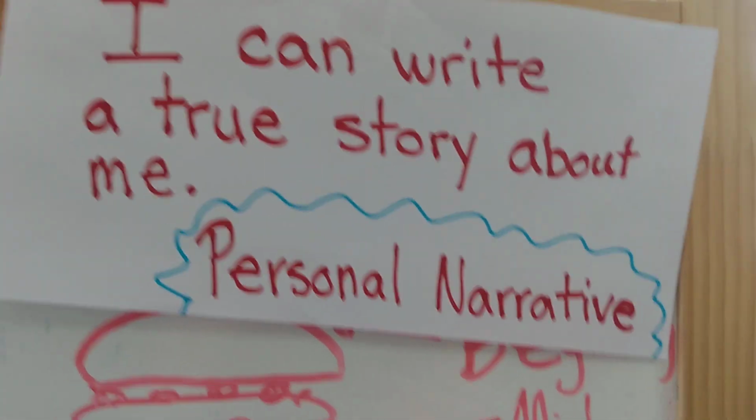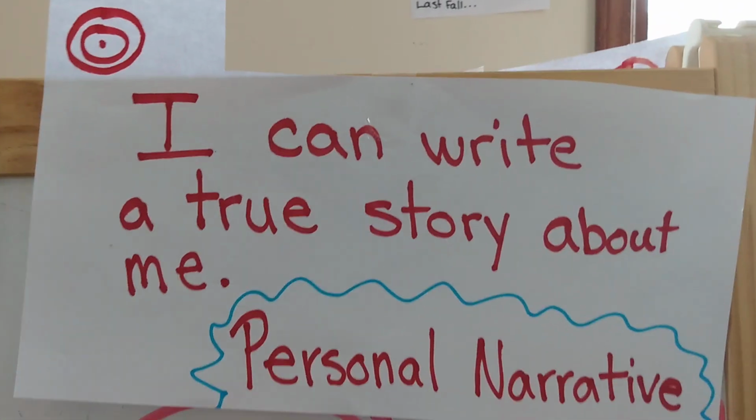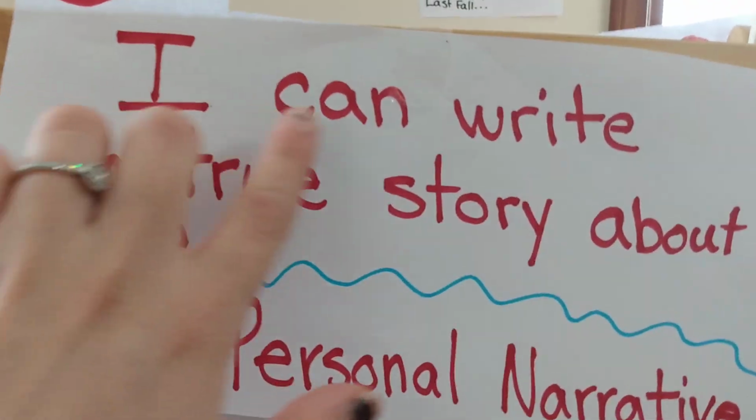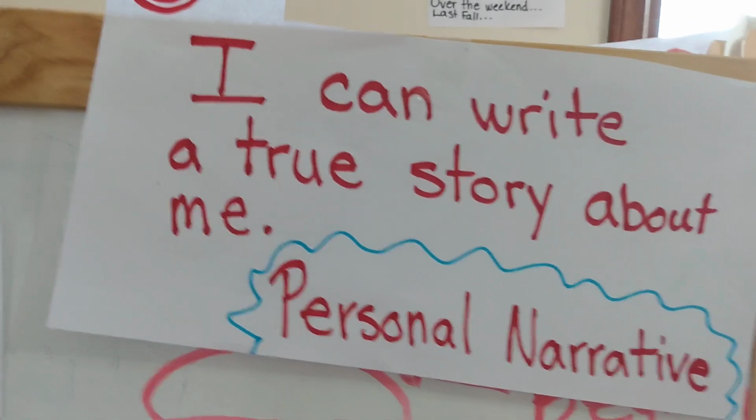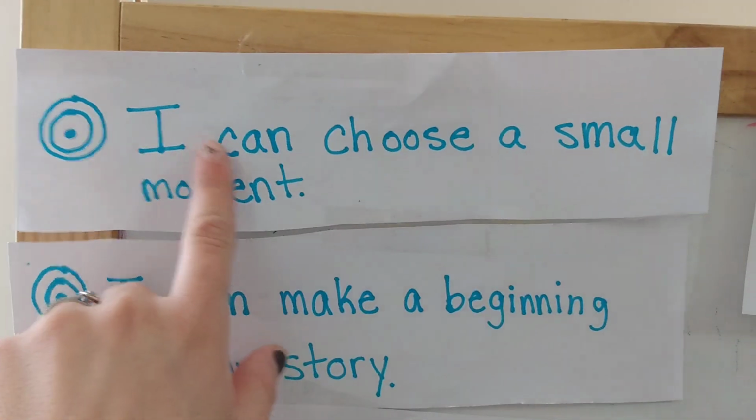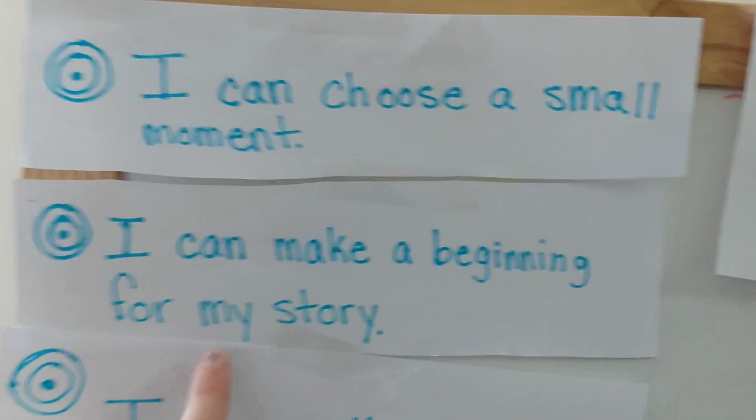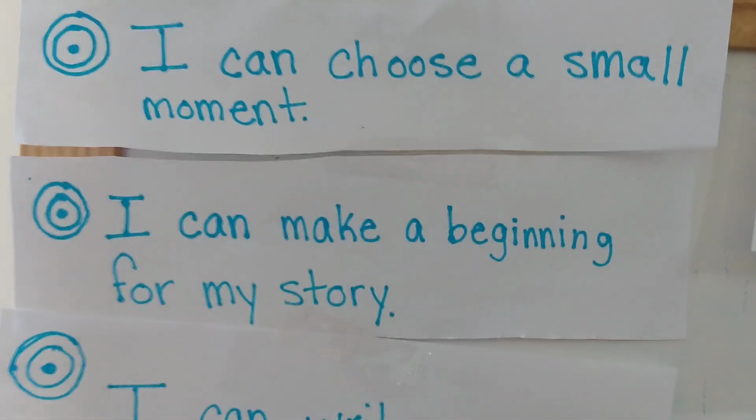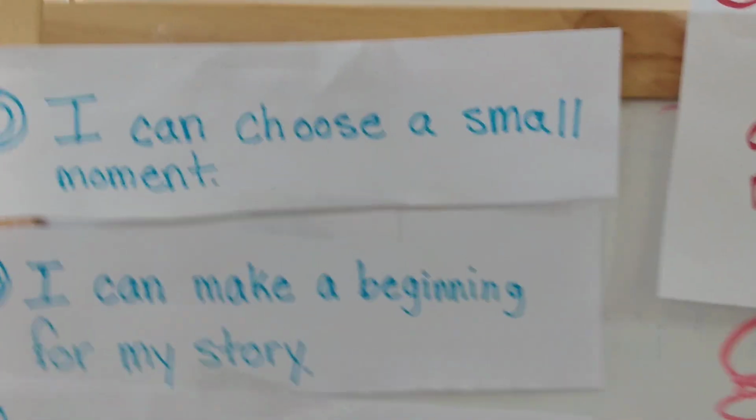All right, guys, so we're going to go ahead and start our writing today. So remember, we're going to be writing personal narratives. So I can write a true story about me. So you guys are going to be writing a true story about yourselves. So yesterday, we chose a small moment. Remember, we chose that little watermelon seed. And then we wrote a beginning for our story. So you wrote the beginning to a true story about yourselves.